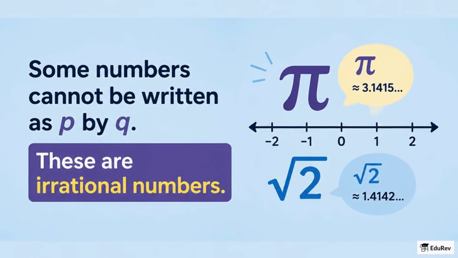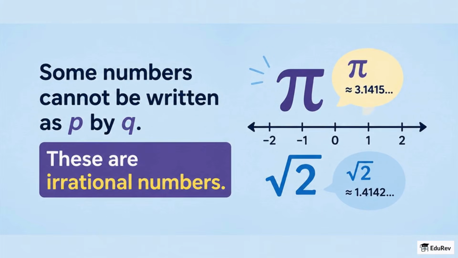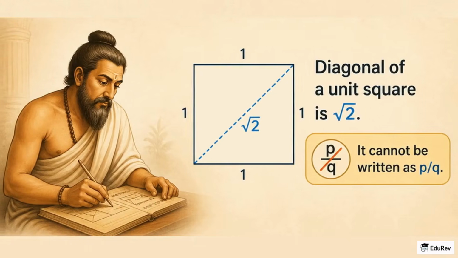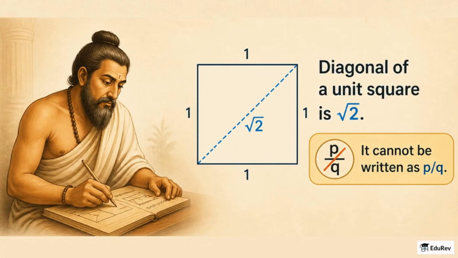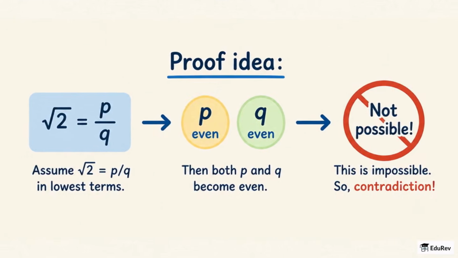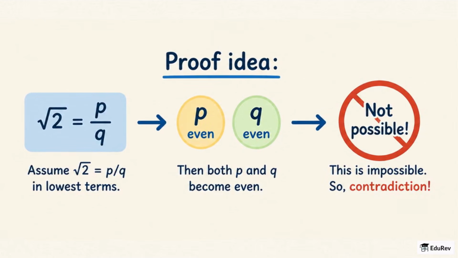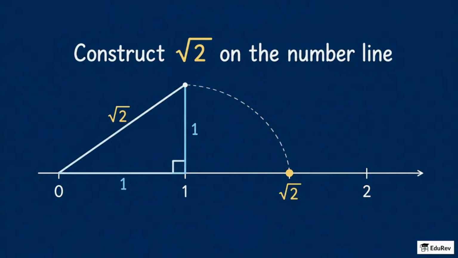But some quantities cannot be written as p by q, and these are irrational numbers. Baudhayana found that the diagonal of a unit square is the square root of 2, which cannot be written as a fraction. A short proof idea. Assume square root of 2 is p by q in lowest terms. Then both p and q become even, which is impossible. So contradiction. You can construct square root of 2 on the number line by making a right triangle with sides 1 and 1 and using Pythagoras.